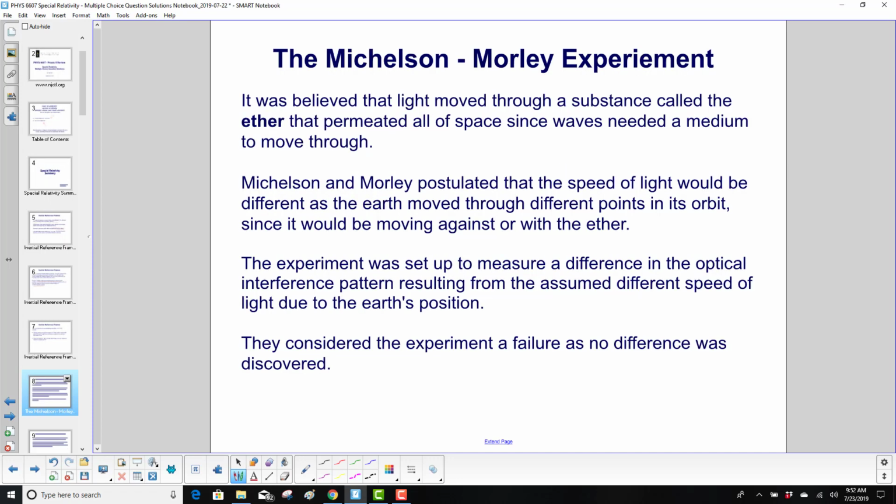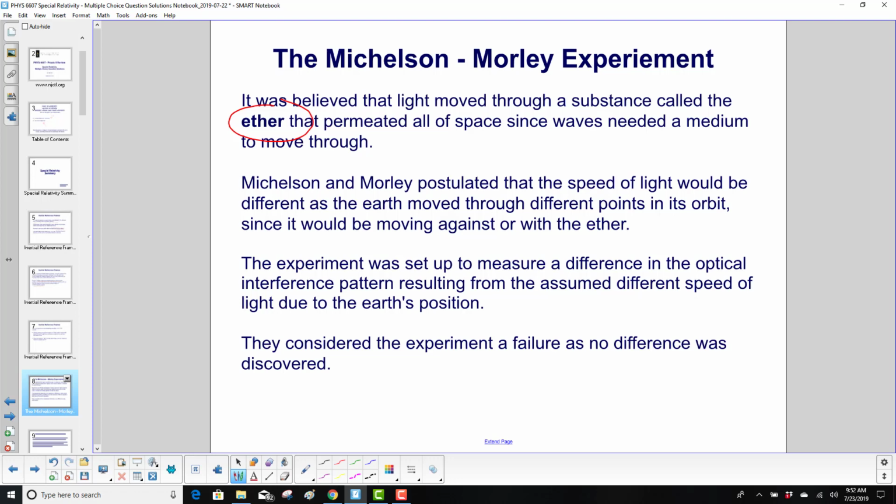It was believed that light moved through a substance called the ether that permeated all of space, since waves needed a medium to move through. And we have solar radiation coming from the sun. It's got to go through something, so they postulated it was ether.